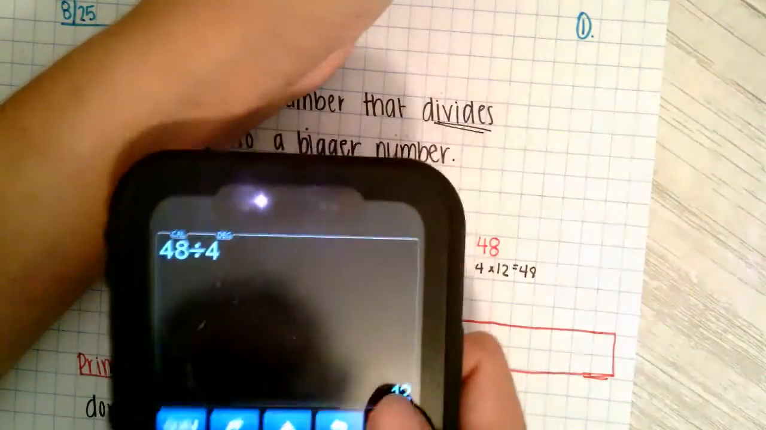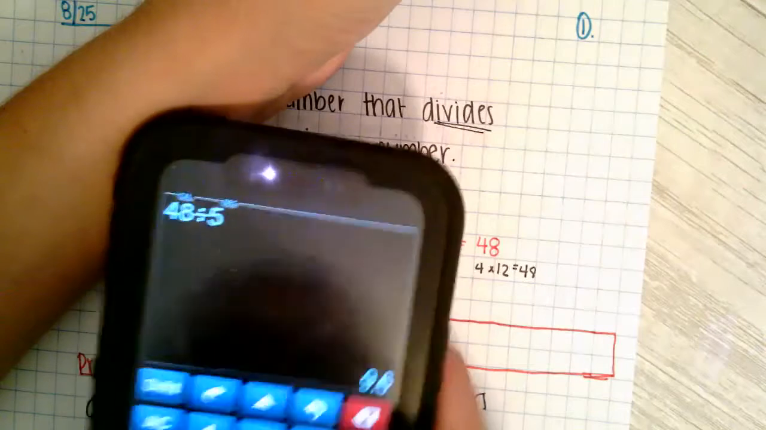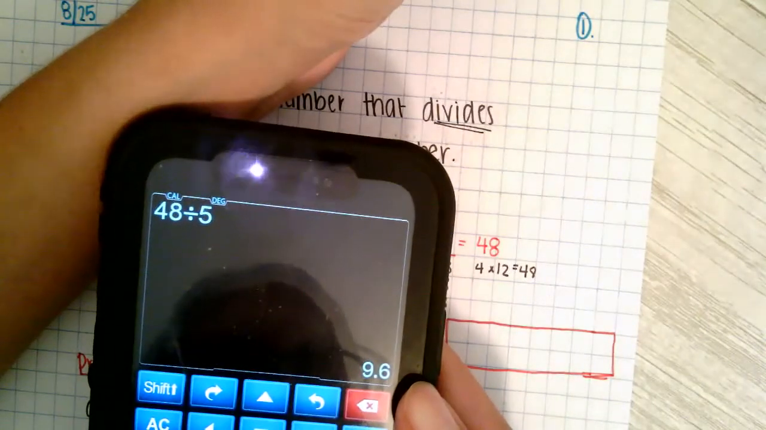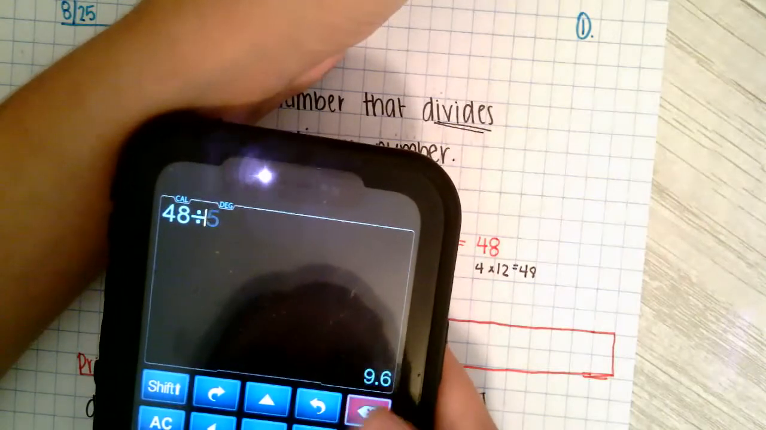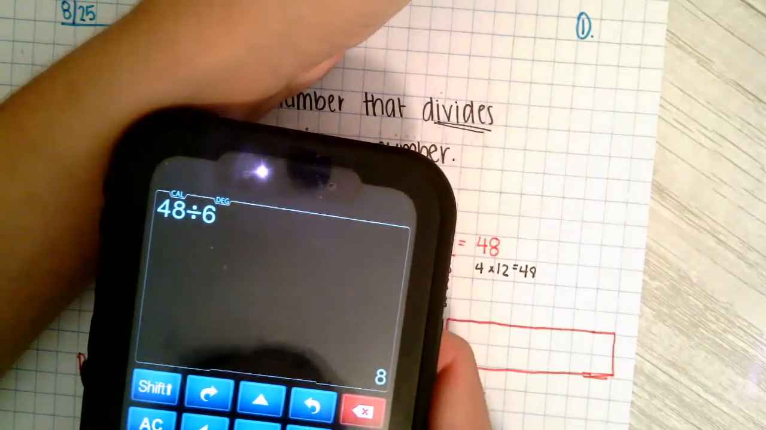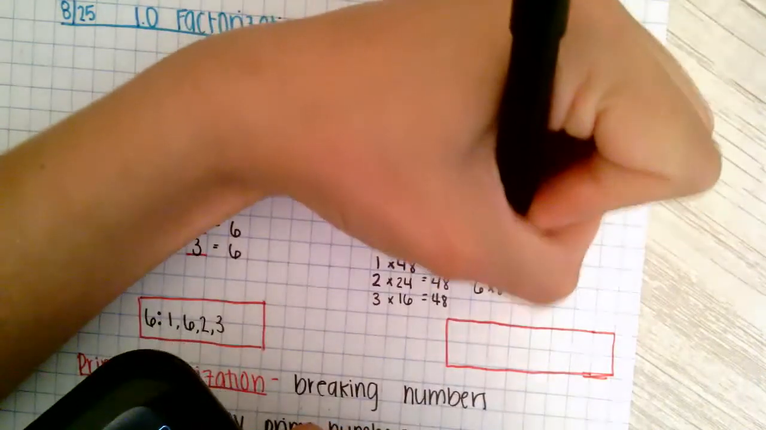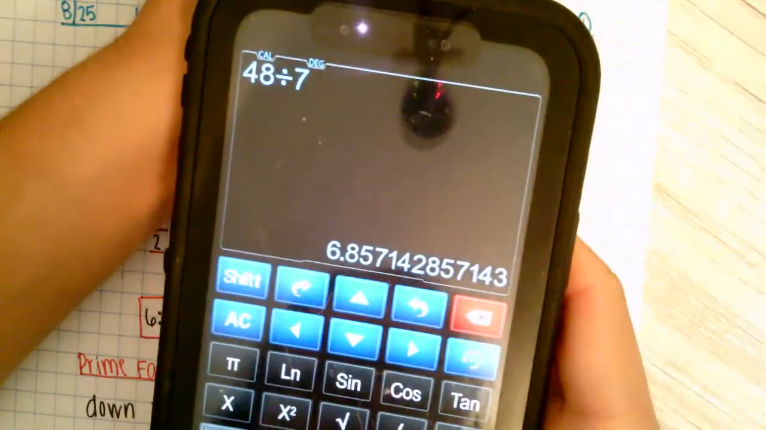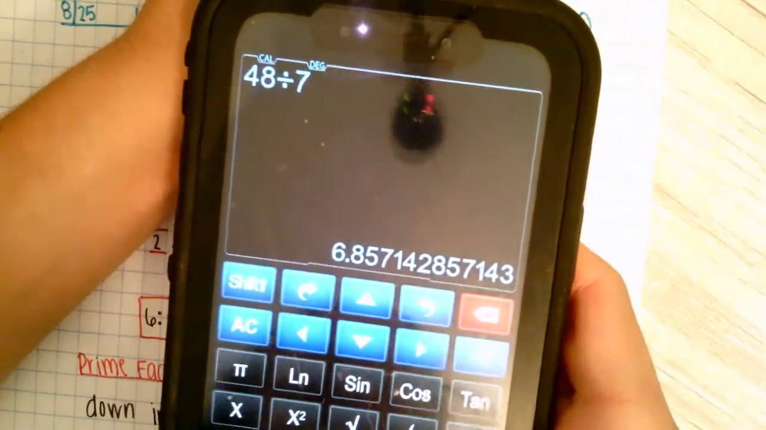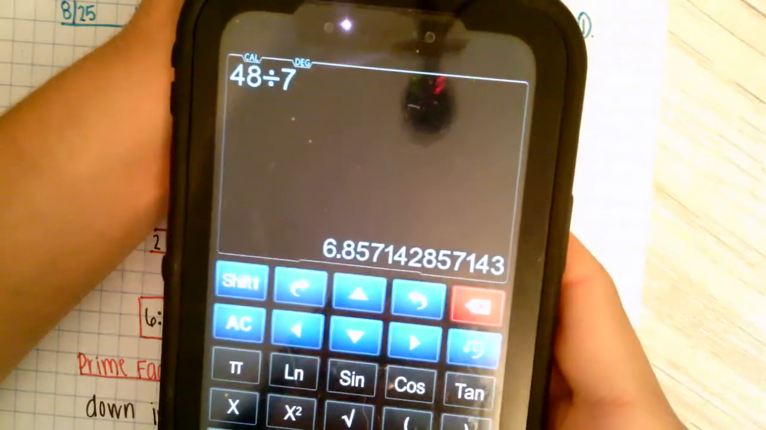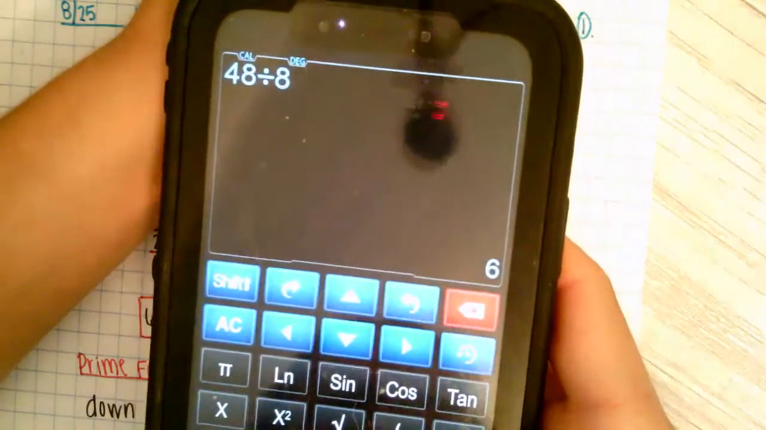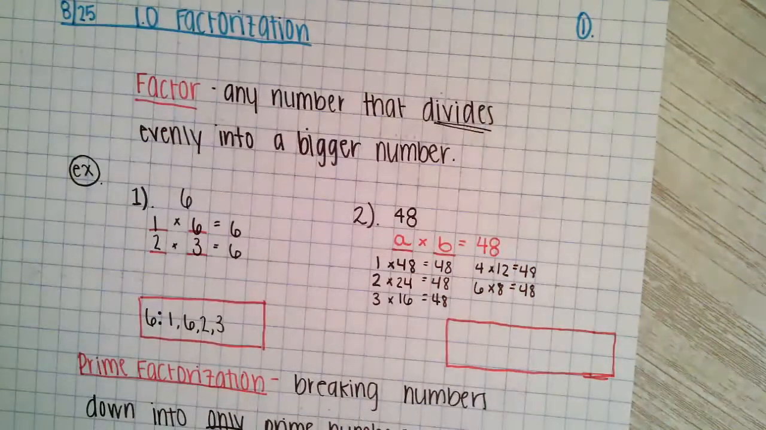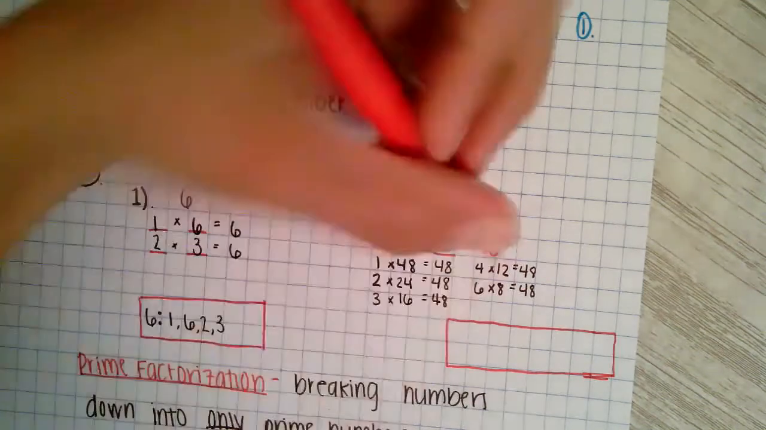Let's try 5. 48 divided by 5. Ooh, that does not work. 9.6 is not a whole number, so it does not divide evenly. 5 is not a factor. What about 6? Perfect. 6 times 8. That does work. Let me try 7. No, 7 does not work. That is definitely not a whole number. And 8. All right, 8 works. But we've actually already got 6 and 8 down. So we're done. We've got all of our factors.